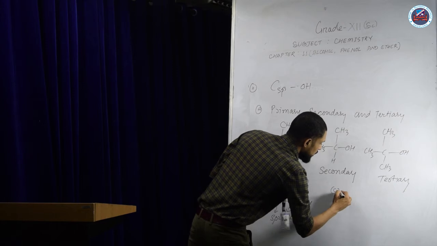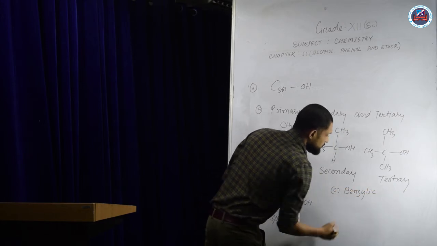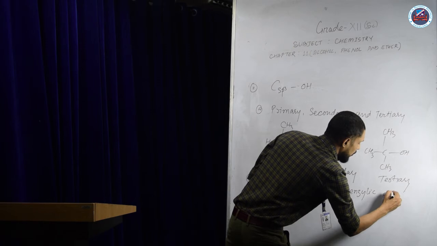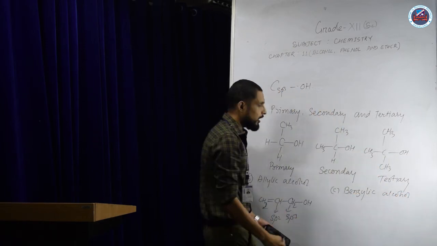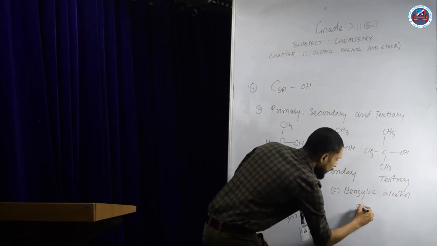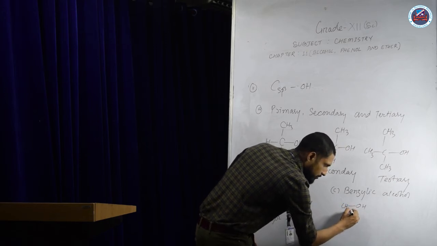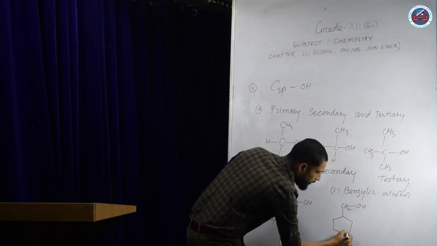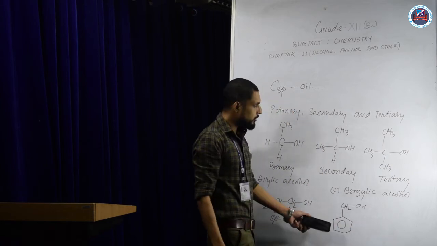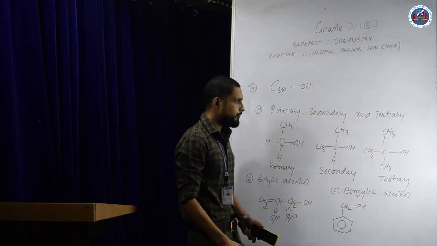Next is benzylic alcohol. So in case of benzylic alcohol, OH group will be attached to sp3 carbon, which is followed by phenyl ring. So this is an example of benzylic alcohol.